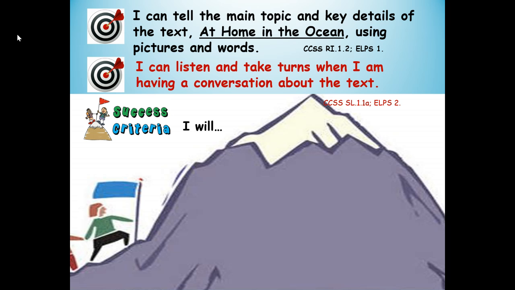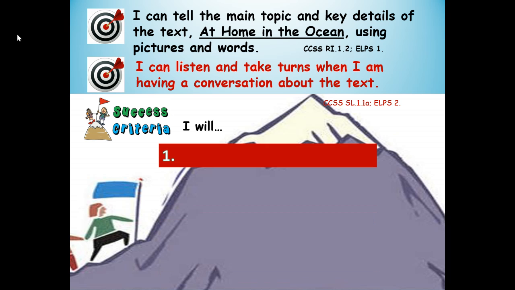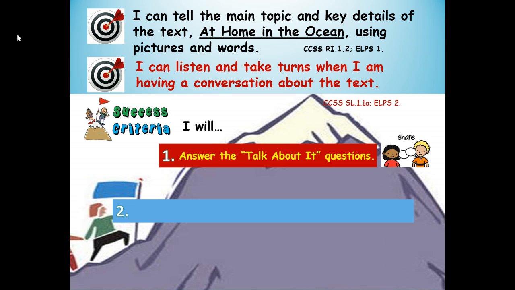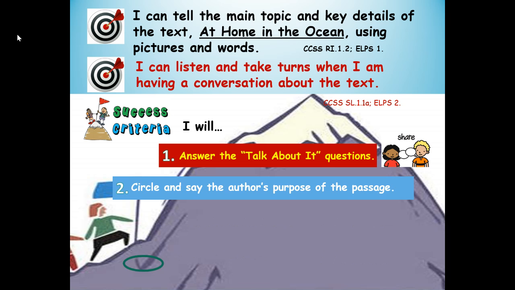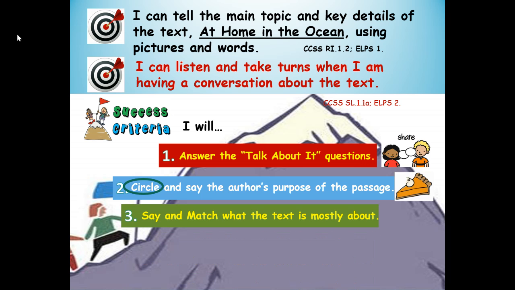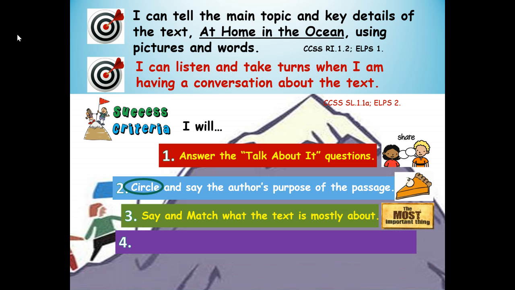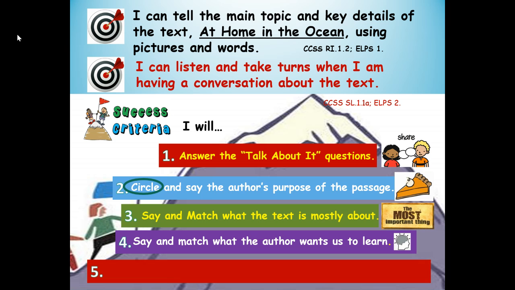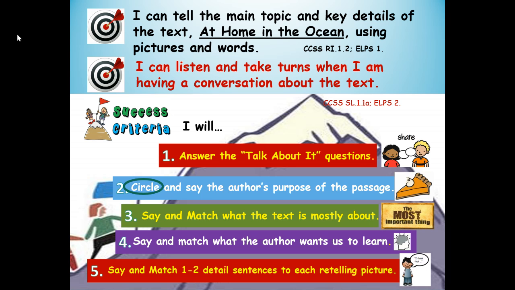Well, here are our steps to success. I will, number one, answer the talk about it questions. Number two, I will circle and say what the author's purpose of the passage is. Number three, say and match what the text is mostly about, the most important thing. Number four, say and match what the author wants us to learn. And finally, five, say and match 1 to 2 detail sentences to each retelling picture.